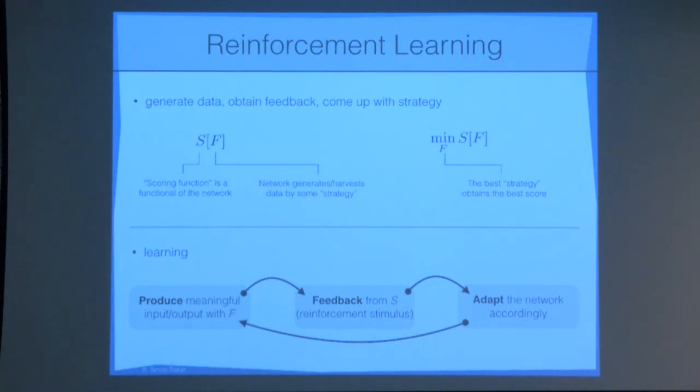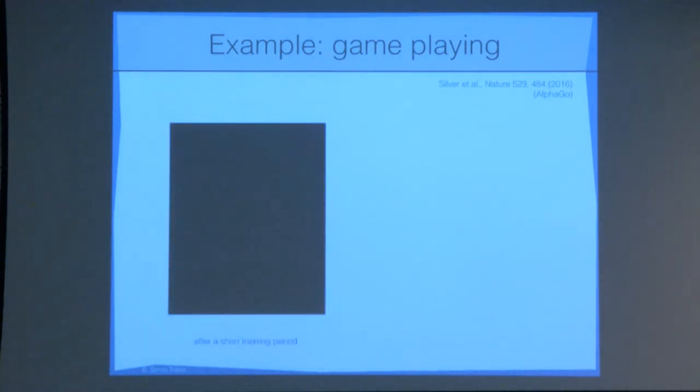So that sounds very abstract. Let's do this by example. The example is exactly game playing. All game playing is done by reinforcement learning. So AlphaGo, the Go player, that was reinforcement learning.